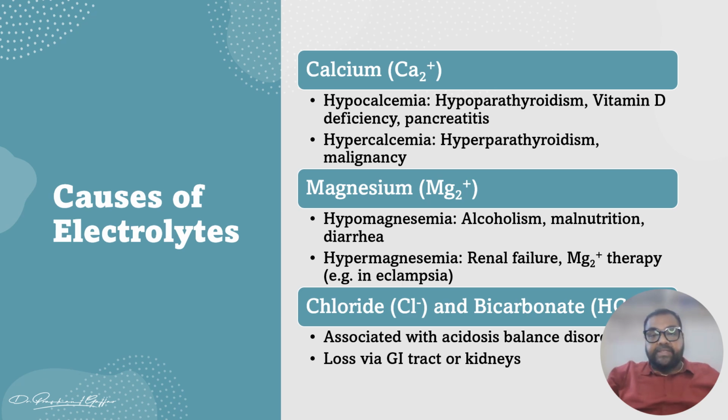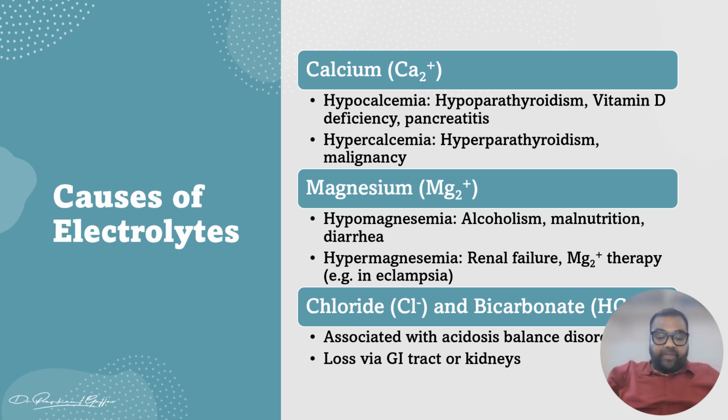And the causes of the hypomagnesemia are alcoholism, malnutrition, and diarrhea. And the causes of the hypermagnesemia are renal failure or some magnesium therapy, like we are using in eclampsia, right? Now the chloride and the bicarbonate, both are there.